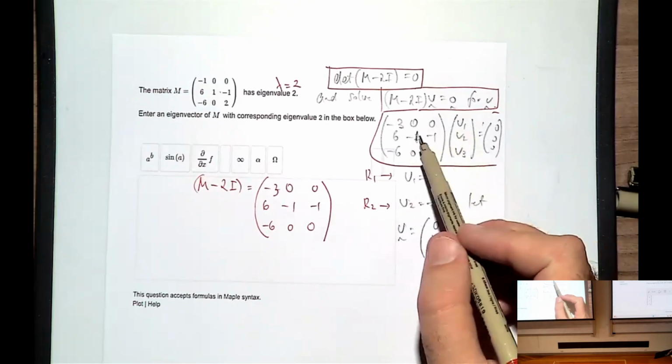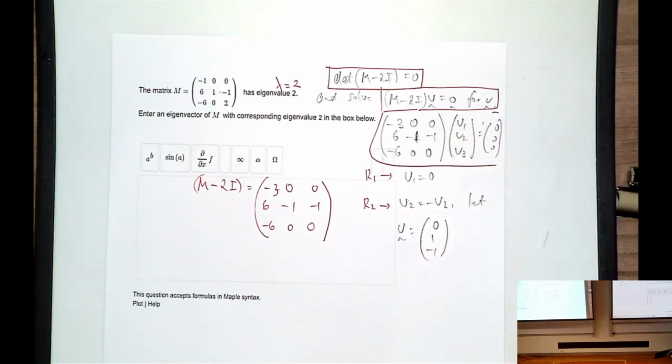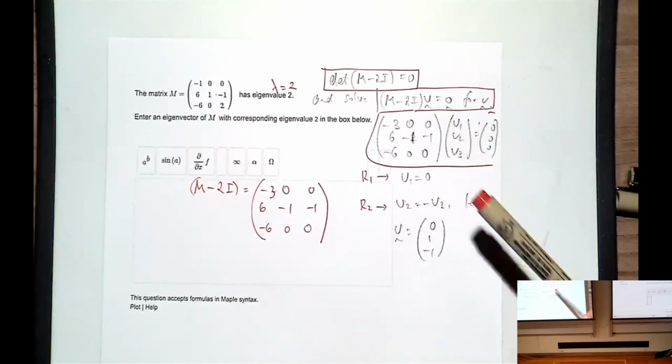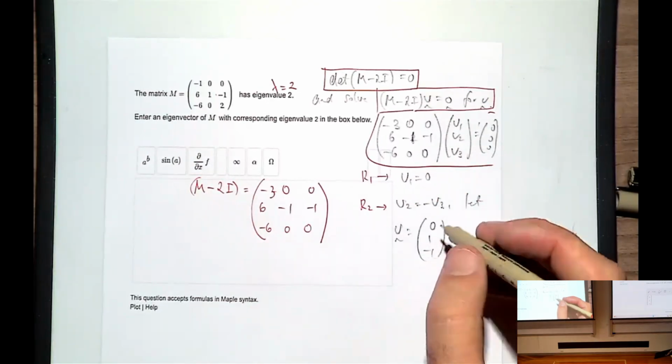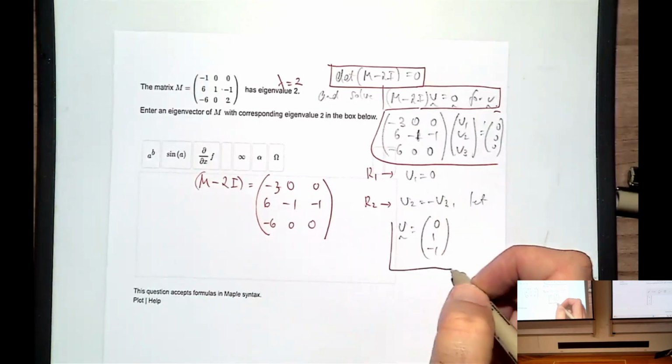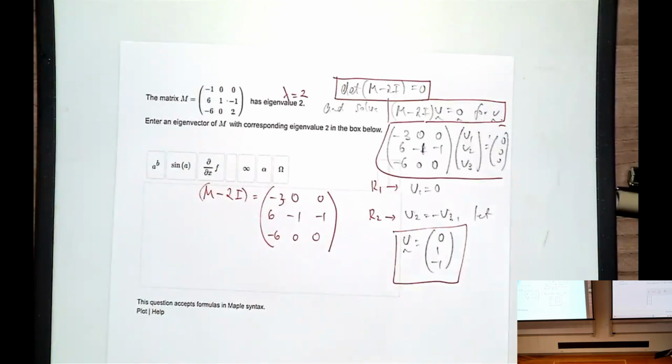this is going to disappear, and basically I've got v2 equals negative v3, or v3 equals negative v2. So I just choose values. This is already fixed, but these two things are not fixed. So I've let v2 equal 1, so v3's got to equal the negative of that. Okay?